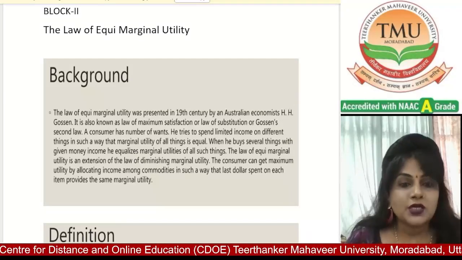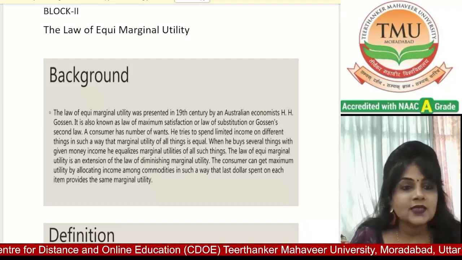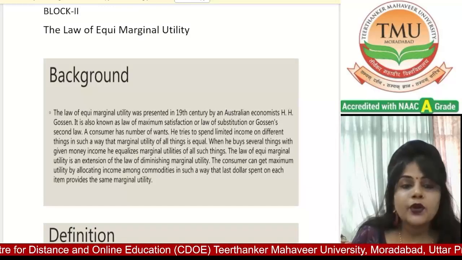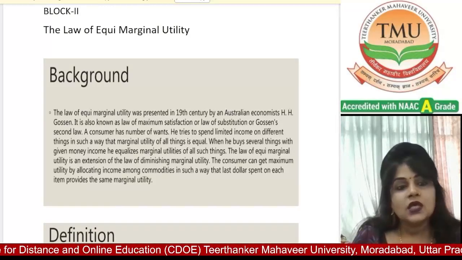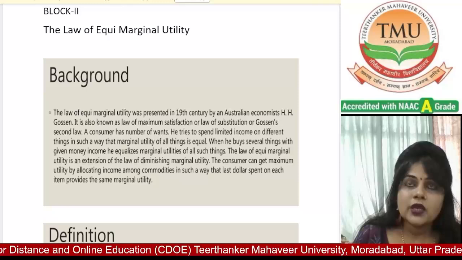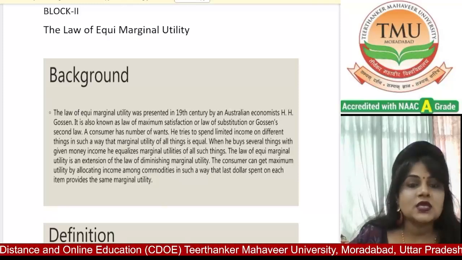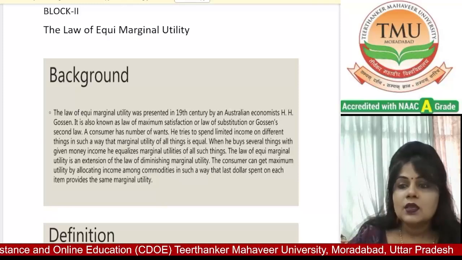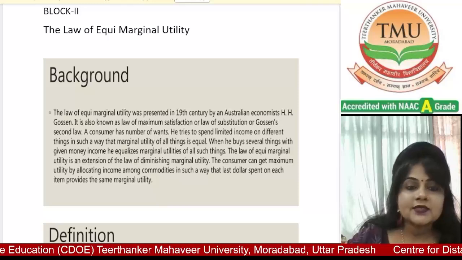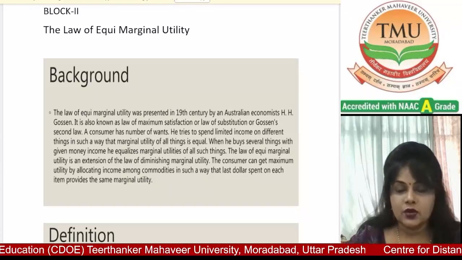According to Marshall, if a person has things which he can put to several uses, he will distribute it among these uses in such a way that it has the same marginal utility in all.